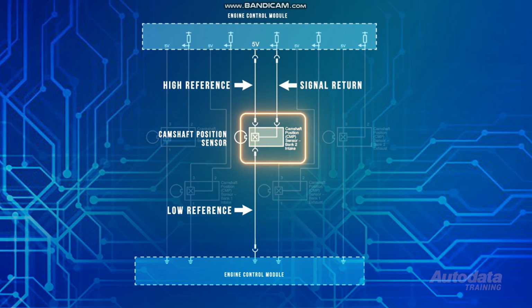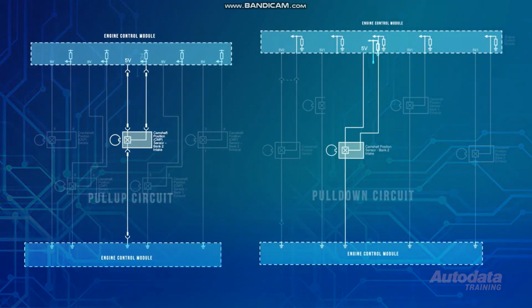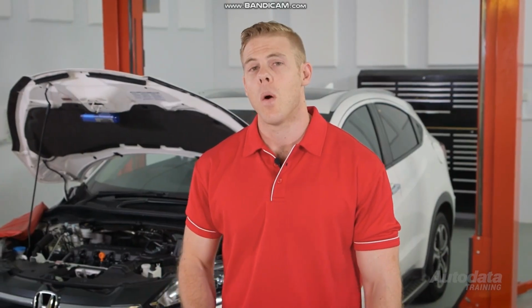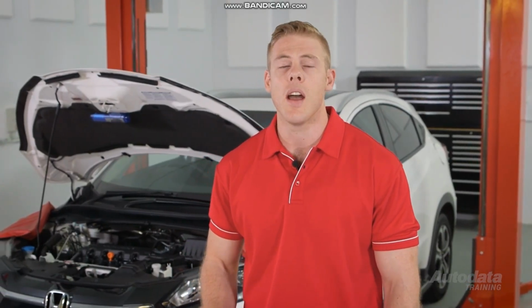This sensor is supplied with a high and low reference, with the sensor returning the signal to the ECM. OEMs may choose to use either a pull-up or pull-down circuit for monitoring the signal output. In this module, we'll be looking at digital cam position sensor voltage high DTCs.